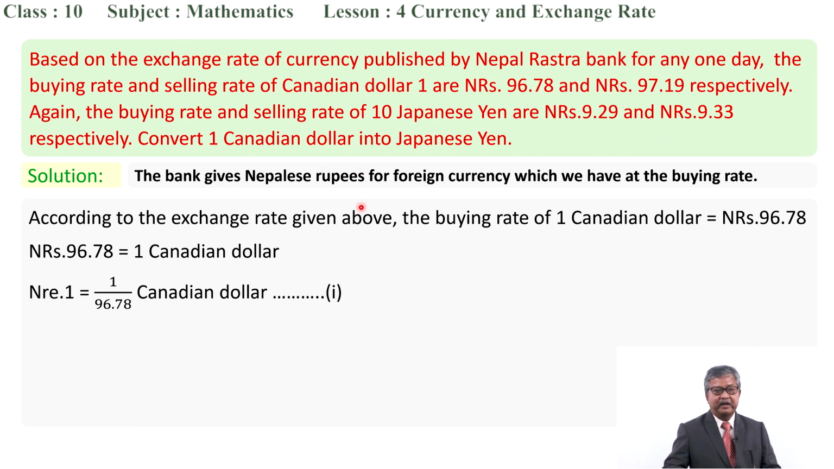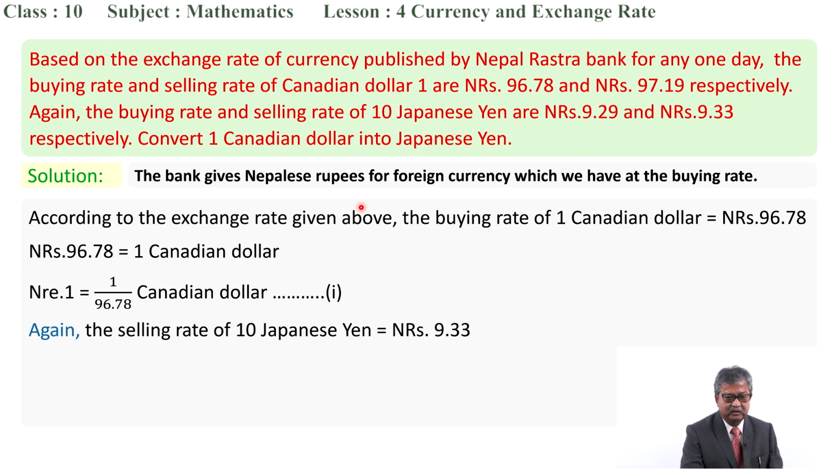Now again, Japanese yen we have to get from the bank. It means we give the Nepali rupees to the bank and we get the Japanese yen. It means we get the foreign currency to exchange with the Nepalese currency. So which rate does the bank use? Yes, the bank uses the selling rate. Good. So at that time the bank uses the selling rate.